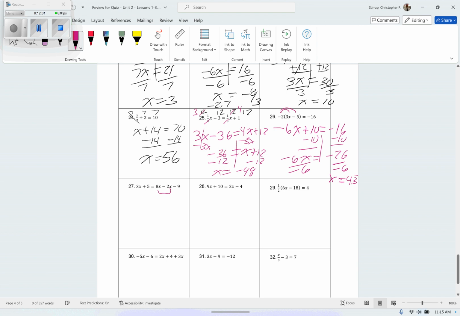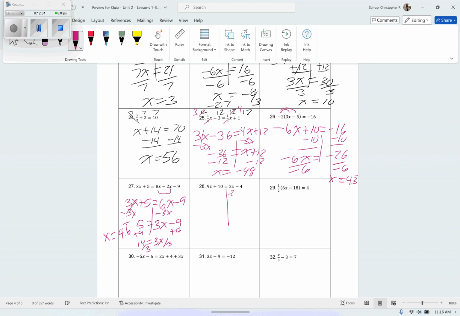On this one, let's combine these like terms first. So I get 3x plus 5. 8x minus 2x is 6x minus 9. And then subtract 3x from both sides. Those cancel. Add 9 to both sides. So that's 14 equals 3x. Divide both sides by 3. So if you wanted to make it a decimal, you just go 14 divided by 3 on your calculator. So 4.6 repeating.